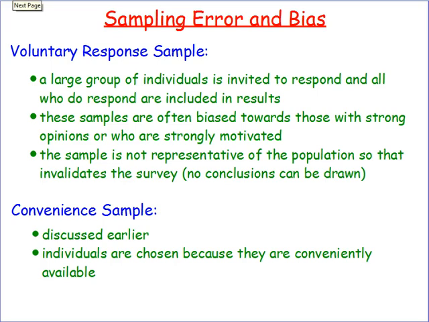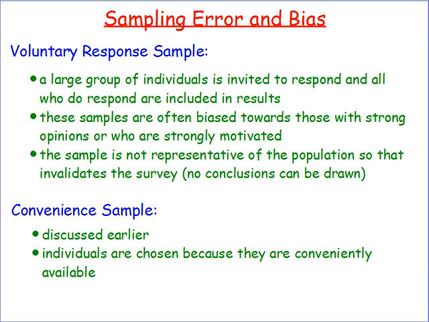So let's talk about all of the various errors that can come with sampling and errors that can create bias. So the first type of sampling error is what's called voluntary response sample. This is when a large group of individuals are invited to respond, and all who do respond are included in the results. These samples are often biased because the problem is typically those with strong opinions or who are strongly motivated, those are usually the only ones who answer.